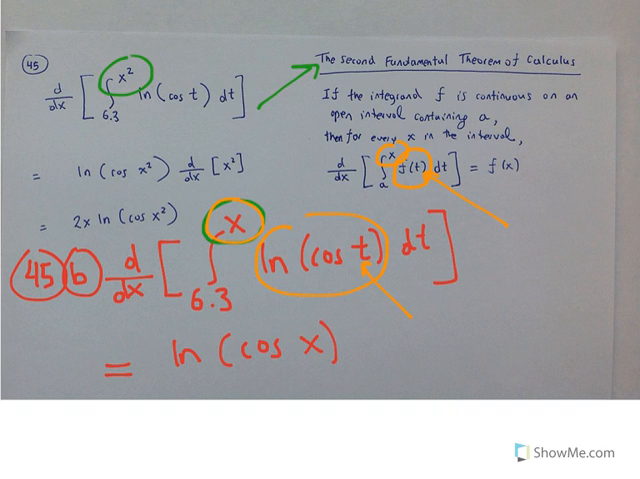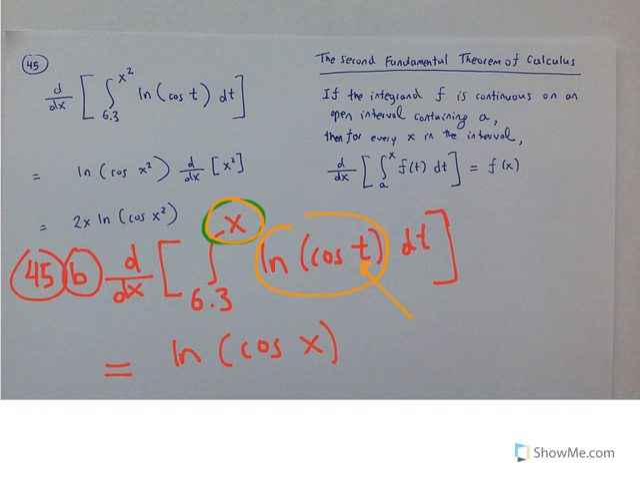So what about 45? What's the difference between 45 and 45b? In 45, as I said earlier, we have x squared for our upper limit of integration. So we have a composition of two functions where the inside function is x squared. So to find the derivative for 45, not only do you have to use the second fundamental theorem of calculus, but you also have to use the chain rule. So let's take a look at that.